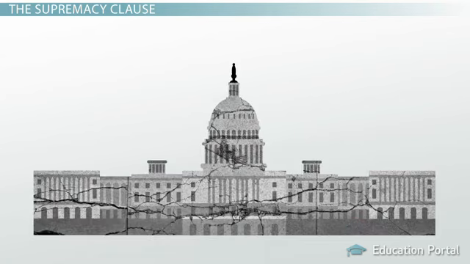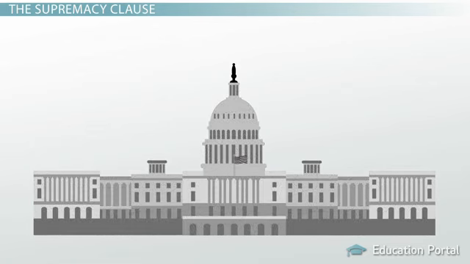Under the Articles of Confederation, the federal government was purposefully weak, so this clause was new and unique to the United States, and it established a different way of thinking about the federal government.